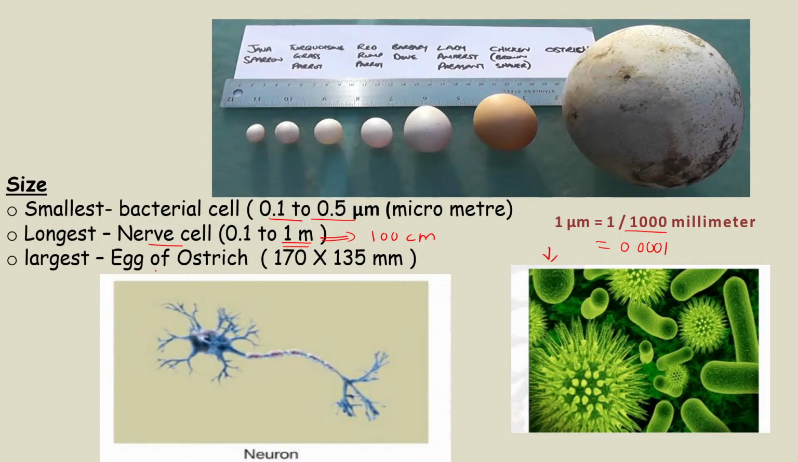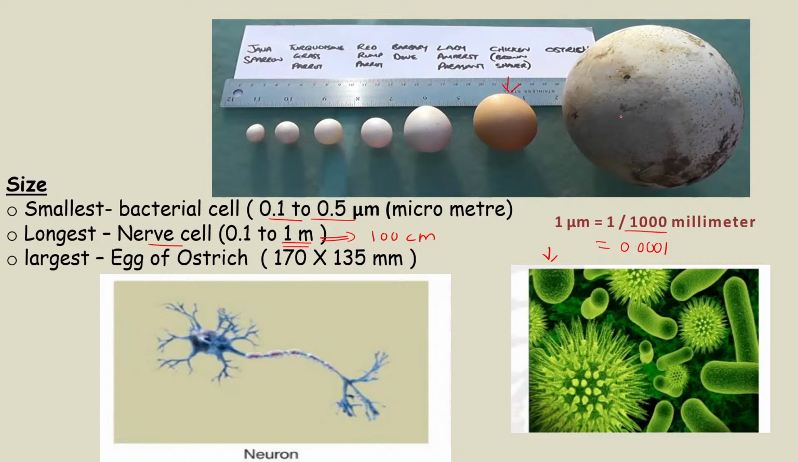Then what is the largest cell? The credit of being the largest cell goes to the egg of an ostrich. Okay, let us compare the egg of an ostrich. That's the picture I have for comparison. I have put the egg of a hen, and compared to that, the egg of an ostrich is such a big one.